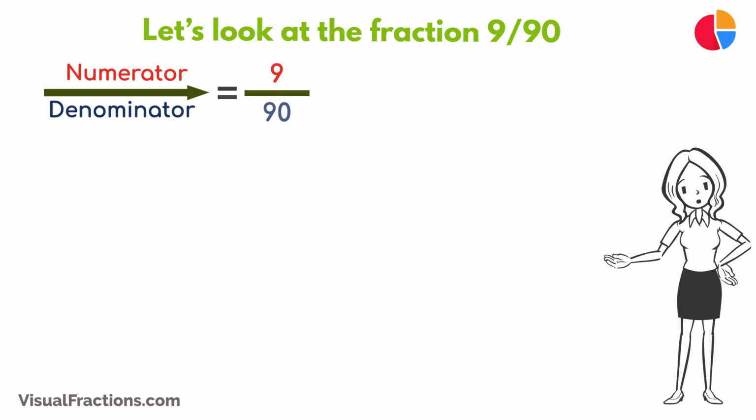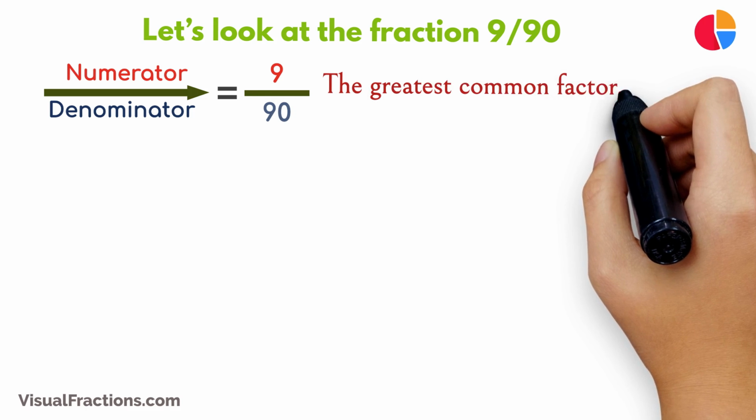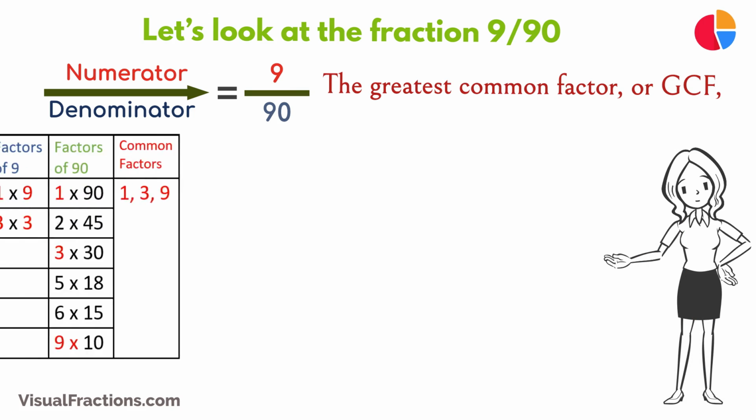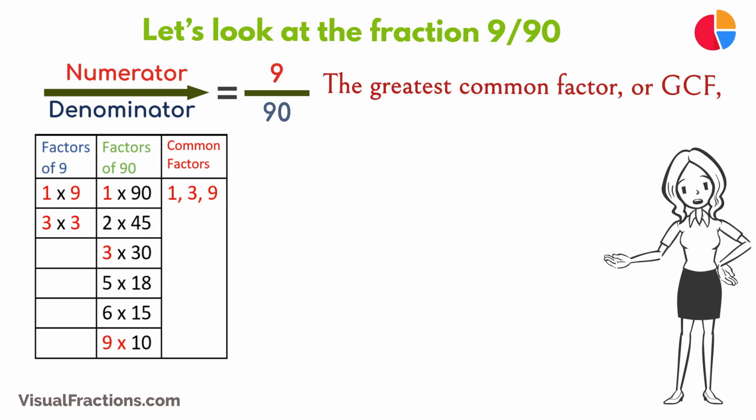The greatest common factor, or GCF, is the largest number that can evenly divide both the numerator and the denominator of a fraction without leaving a remainder. For 9 and 90, that's 9.